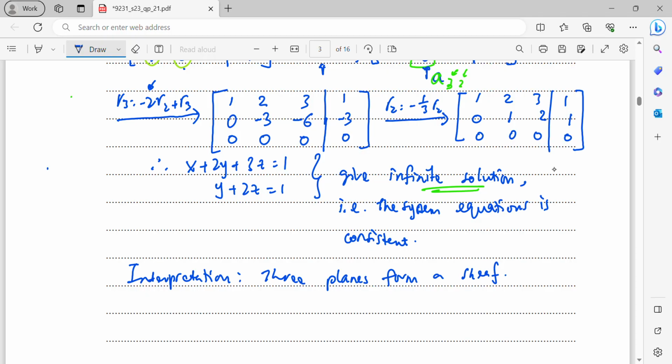Okay, you can either write this or you can write three planes intersect along a common line. Okay, so that's the solution of this question.